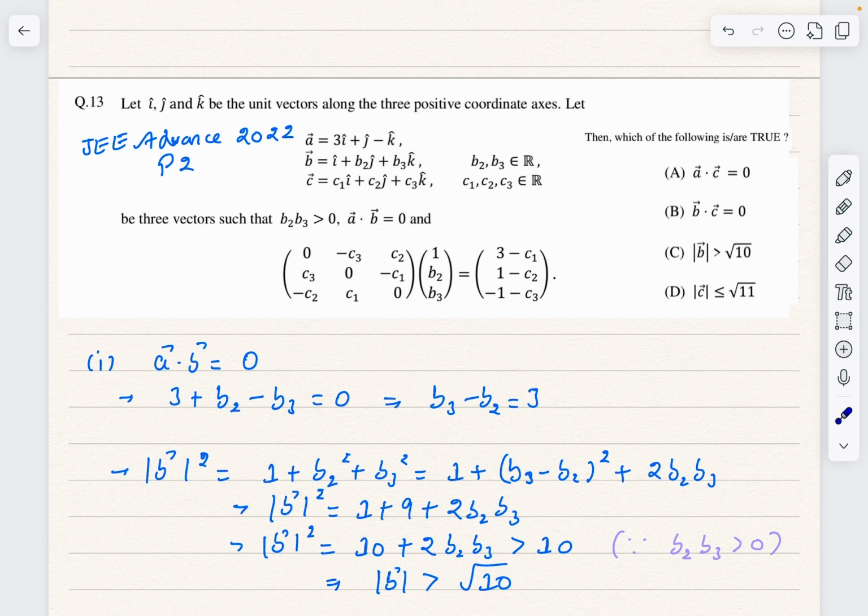So first of all, we will see that A dot B is equal to 0. If we dot them, we get 3 plus B2 minus B3 equal to 0. From there, we can see that B3 minus B2 is equal to 3.